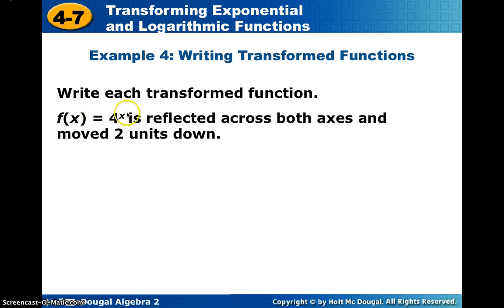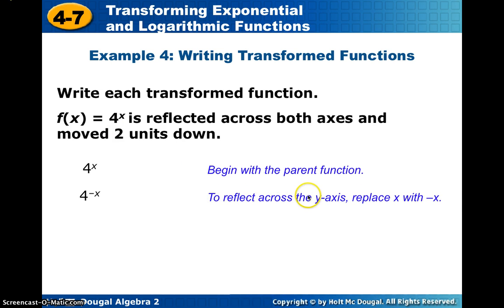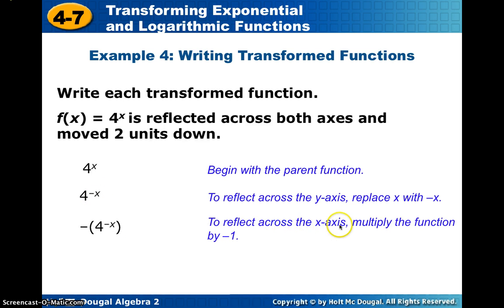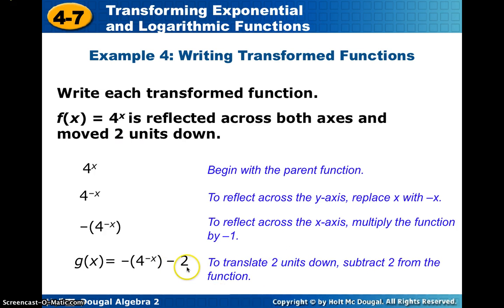So if we take this original parent function, 4 to the x, and we reflect it across both axes and move it down 2 units, what will our new function be? Well, we know that reflecting it across the axis is a negative. Begin with the parent function. To reflect across the y-axis, we're going to put a negative in front of the x. And to reflect across the x-axis, we need to put a negative in front of the whole function. Then to move the function 2 down, we have to subtract 2 from the function. So here is our new function, g of x.